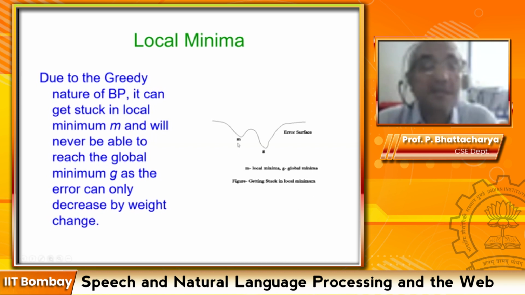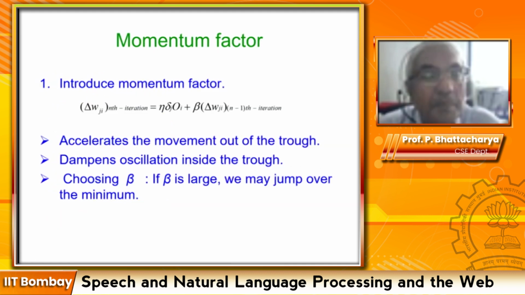So this is an example of a randomized algorithm. Okay, and that can take this system out of local minimum and with some probability, a probabilistic algorithm has a possibility of taking the system to the global minimum also. So this is a local minimum problem.